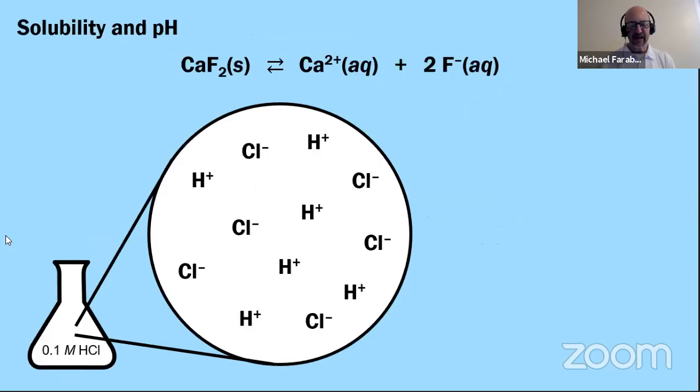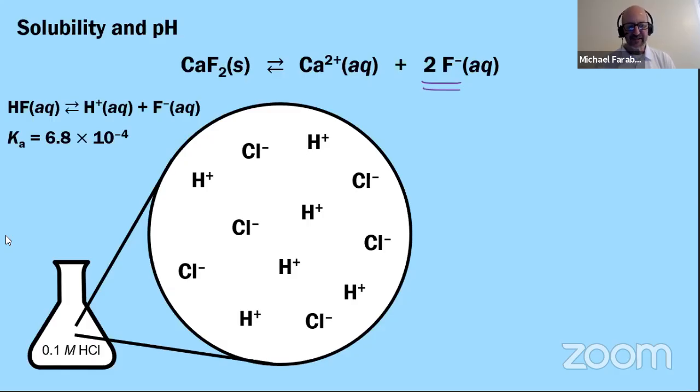So if I have HCl, I've got a lot of H plus ions and Cl minus ions. Focus your attention on the fluoride for a moment. I mentioned that HF was a weak acid, and you can tell it's a weak acid because look at that value of Ka, it's rather small. What would happen if I reverse this equation?